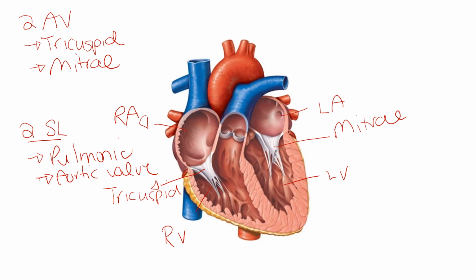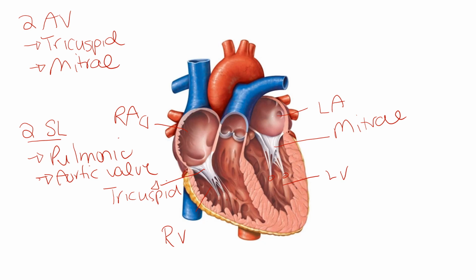Now when we say tricuspid or bicuspid, it's really their attachments. So what you can see here, there are three attachments on the right side. So that's the tricuspid. With the mitral valve, which we used to call the bicuspid, there are only two attachments located.